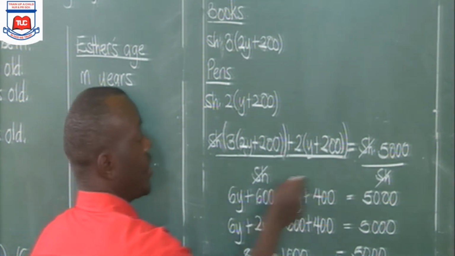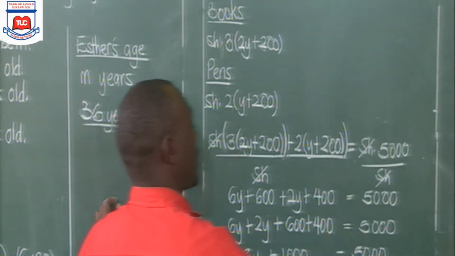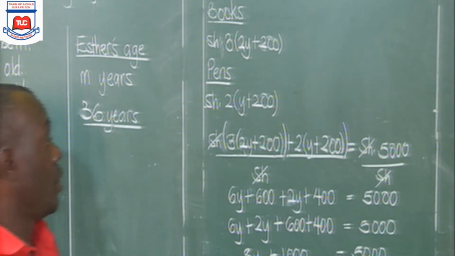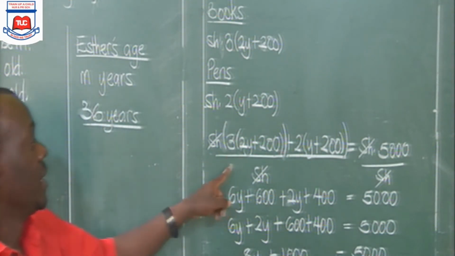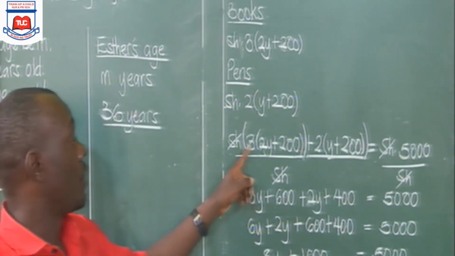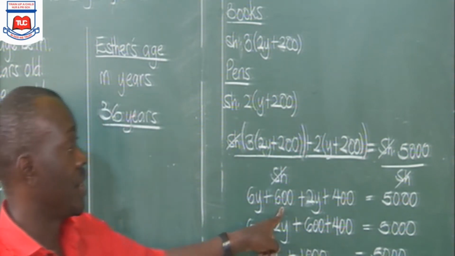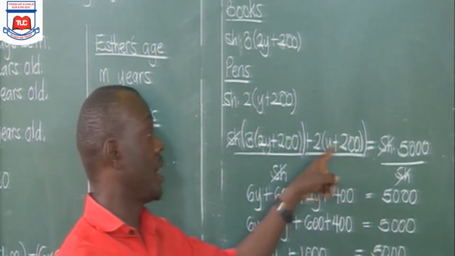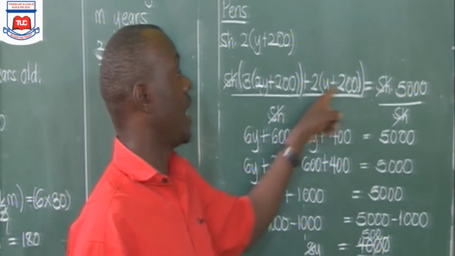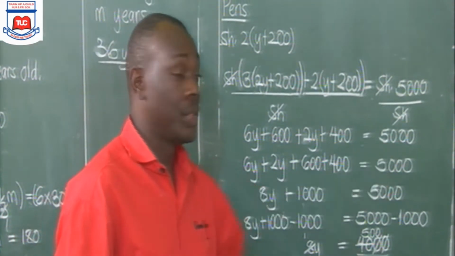And the fact being that we have shillings on either side, we can eliminate shillings. Divide either side by shillings. You cancel shillings off this side and shillings off that side, and then open the brackets. We open the brackets by multiplying the outside by the content of the brackets. So I've got 3 times y, which is 6y, and 3 times 200, which is 600. Then plus 2 times y, which is 2y, plus 2 times 200, which is 400, equal to 5,000.